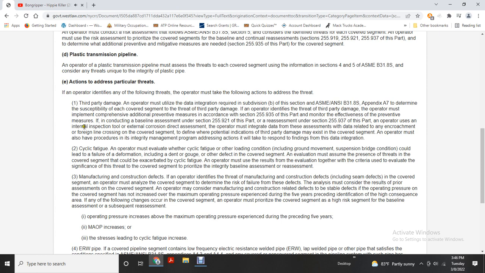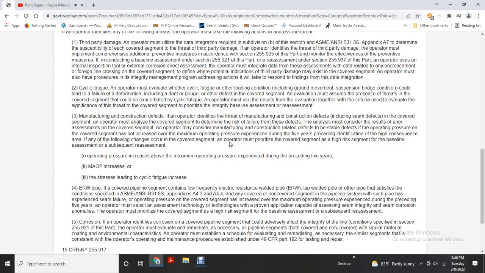If the operator uses an internal inspection tool or external corrosion direct assessment, the operator may integrate these assessments with the data related to encroachment or foreign line crossings of the covered segment to find potential indications that third-party damage may exist on the covered segment. An operator must also have procedures in the integrity management program addressing actions that respond to findings from the data integration.